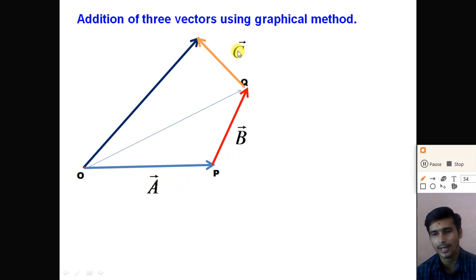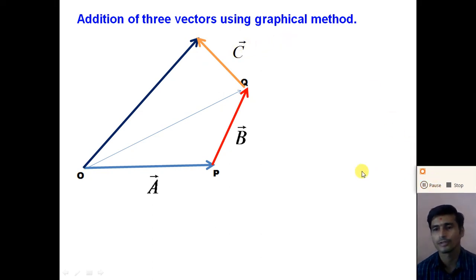So you can add any number of vectors with the graphical method by drawing the vectors on the head of the previous vector. So draw a first vector. On the head of the first vector, draw a second vector. On the head of the second vector, draw a third vector. On the head of the third vector, draw a fourth vector. And by joining the tail of the first vector and the head of the last vector, we get the resultant vector of all the vectors. So understand, dear student, the graphical method for the addition of the two vectors.